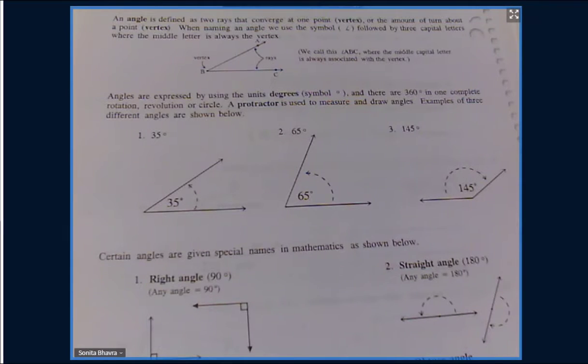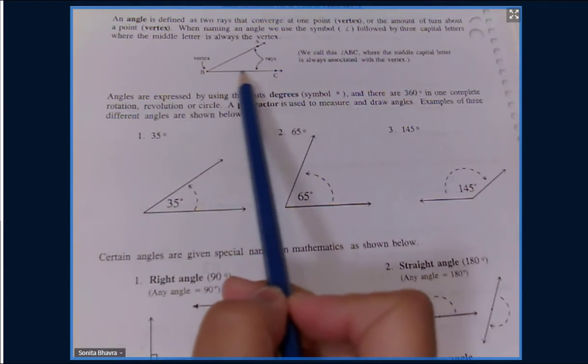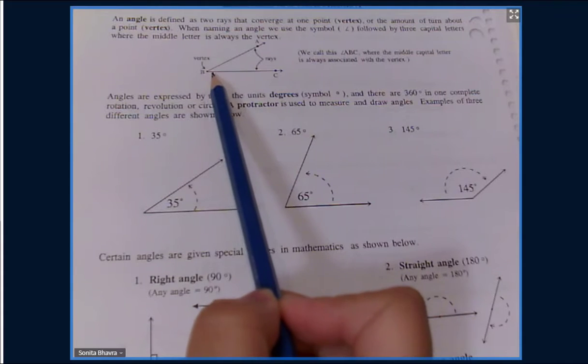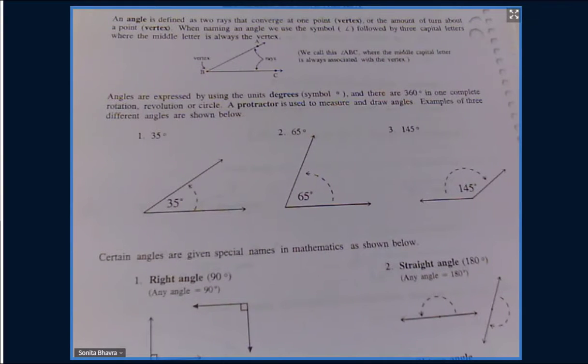So next we're going to look at angles. So an angle is defined as 2 rays that converge at one point. So here we have a ray and here we have a ray, and they meet together or converge at this point B. That is called the vertex. All right, or the amount of turn about a point, which is the vertex.